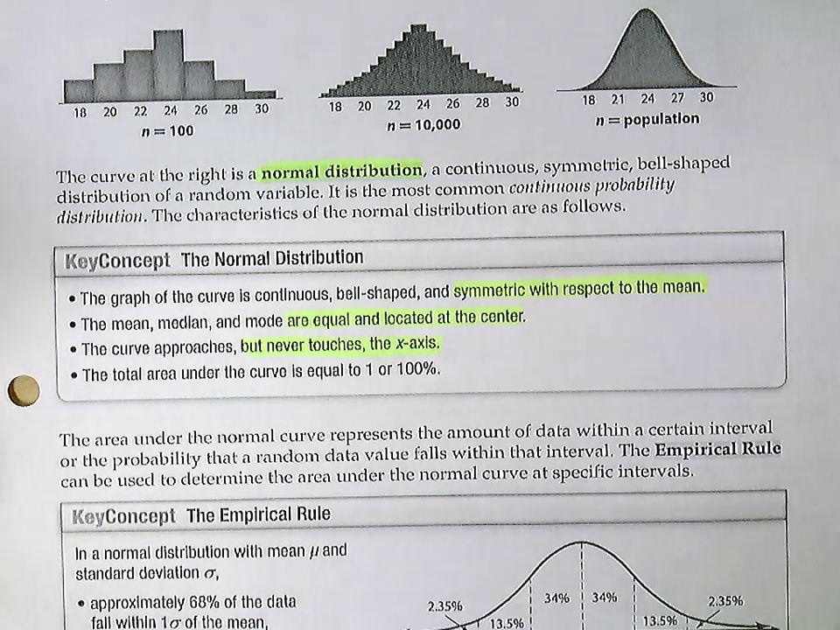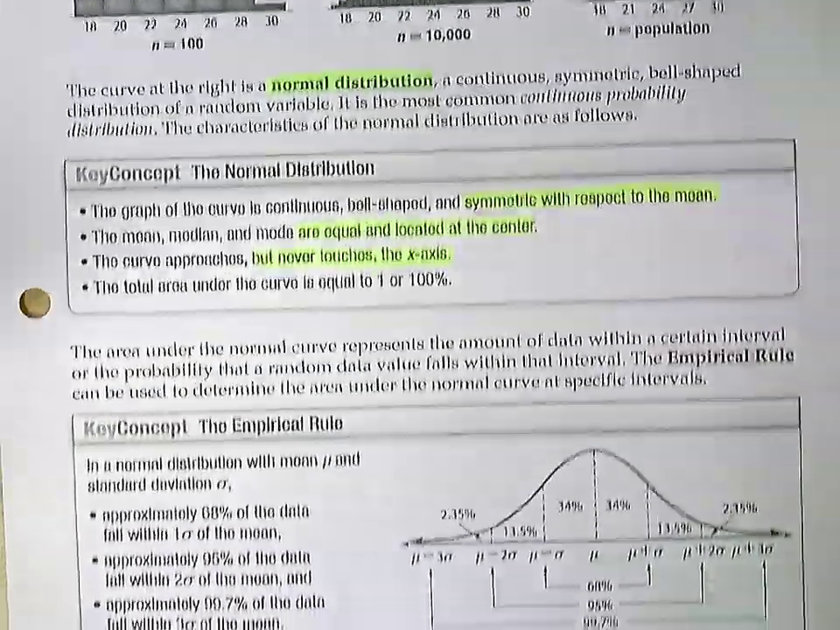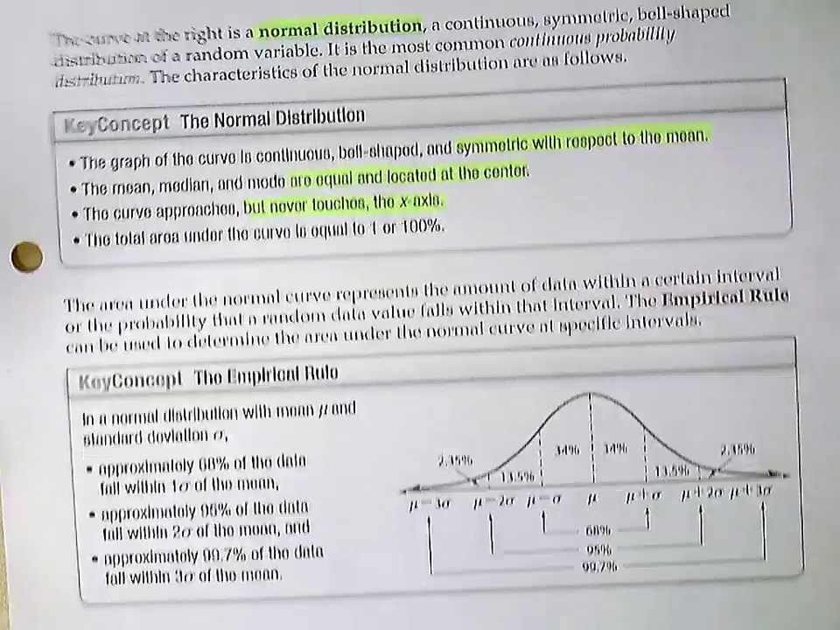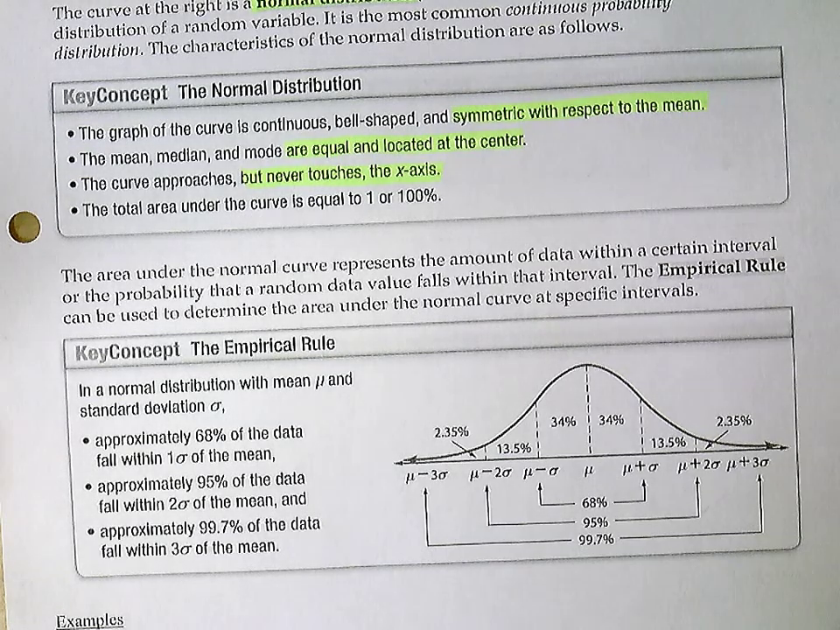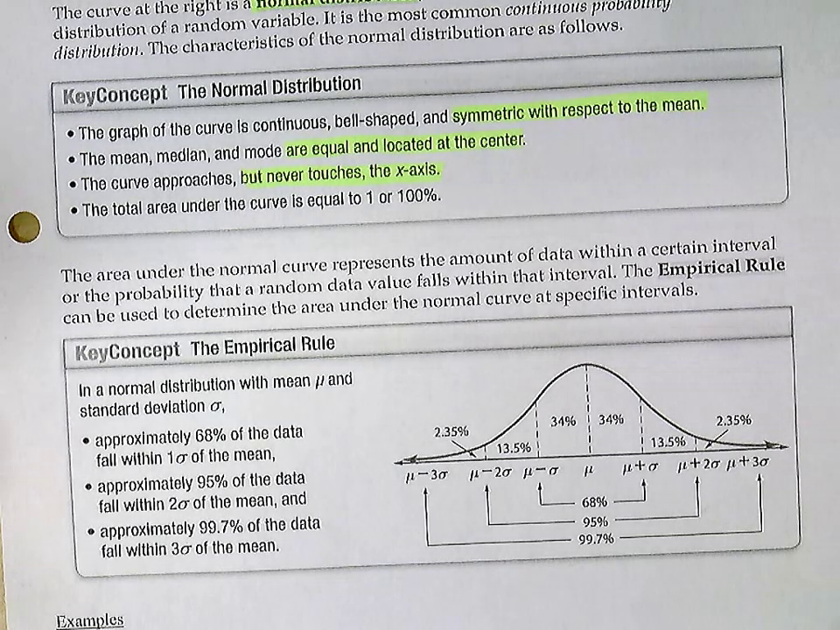And the total area under the curve has to be equal to 1 or 100%. So we've been doing probability. Your probability has to equal 1 or 100%. So the area under the normal curve represents the amount of data within a certain interval, or the probability that a random data value falls within that interval. The empirical rule can be used to determine the area under the normal curve at specific intervals.